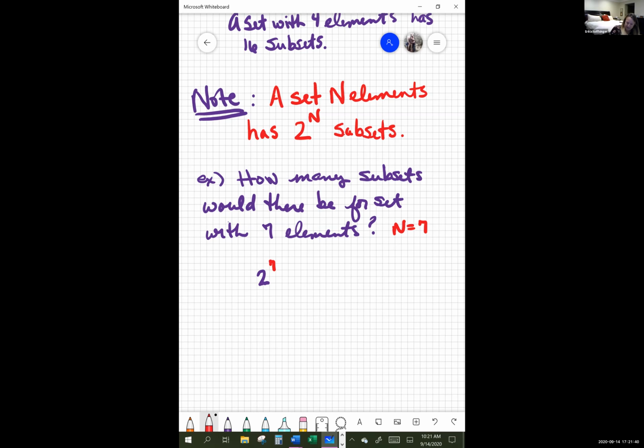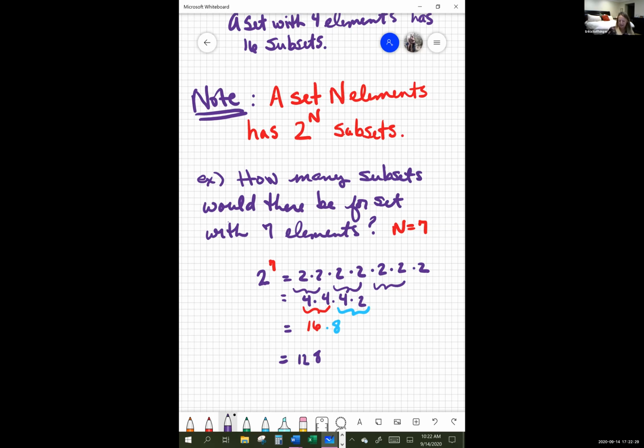So that tells me I'm looking at 2 times 2 times 2 times 2, 7 times. Let's just group this and go down, and we can figure it out without a calculator. Well, we know 2 times 2 is 4. Grouping those 2 times 2, that would be times a 4. Grouping that 2 times 2 is a 4, and times that 2. So 4 times 4 I know is 16. And that's times 4 times 2, which is 8. 16 times 8. 6 times 8 is 48. I'm going to carry my 4. 8 times 1 is 8 plus my 4 is 12. So 128 subsets.